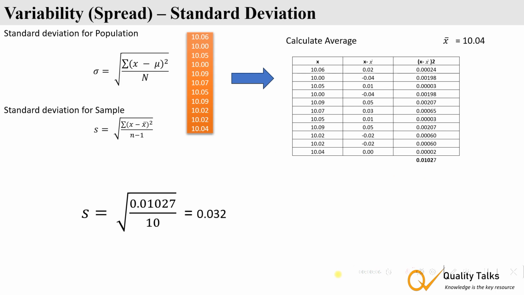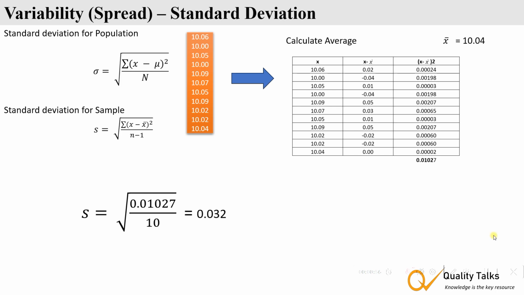The formula of standard deviation is for two cases. One is population, one is sample. For the population, standard deviation sigma is equal to the square root of the sum of (x minus mu) squared divided by n. For the sample, it is the same, but the denominator will be n minus 1.